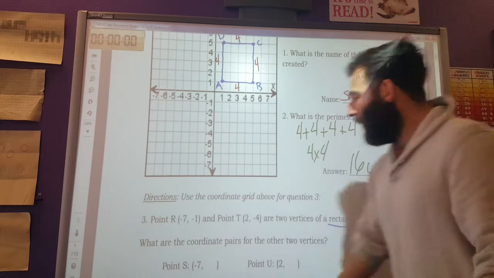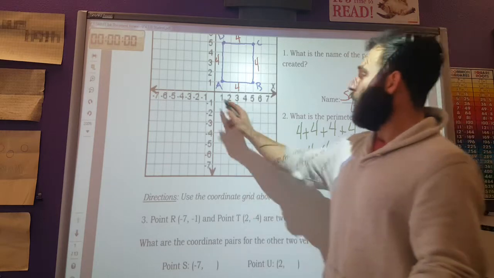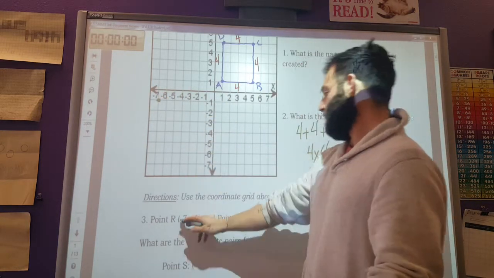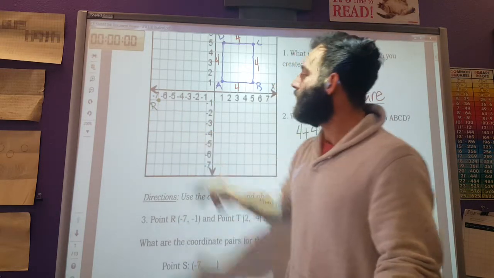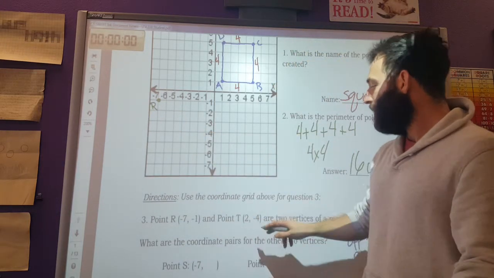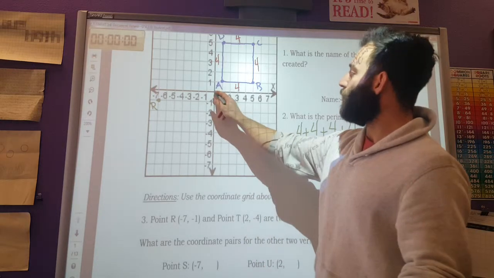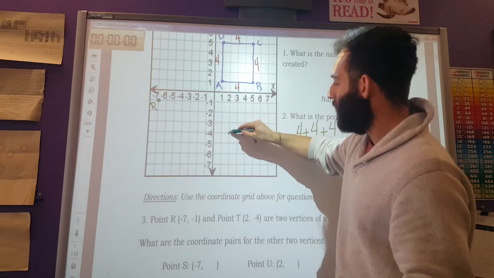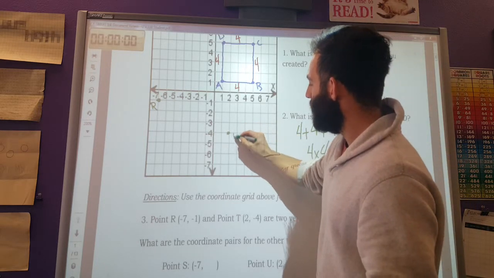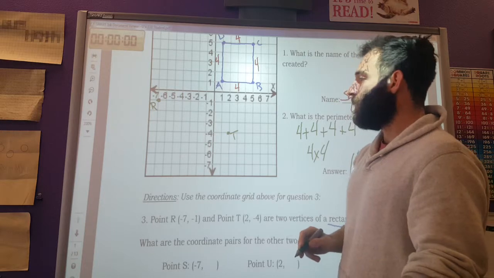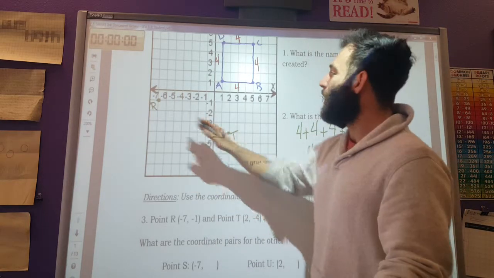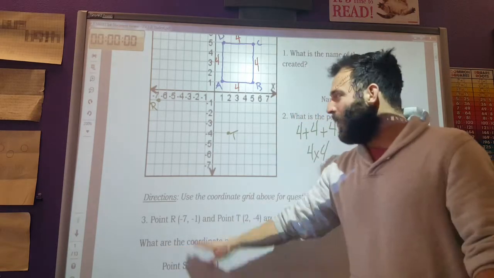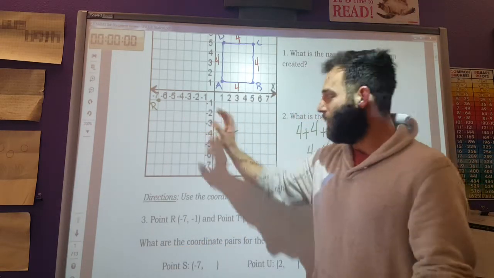So I'm going to plot point R at -7, -1, and label it with a point R. Now point T is at 2, -4, so I'm going to run 2, jump down 1, 2, 3, 4, and this is my point T. Now I can't connect these right here because I know that it needs to be a rectangle. So this here is asking me what coordinates I can plot to make this a rectangle.